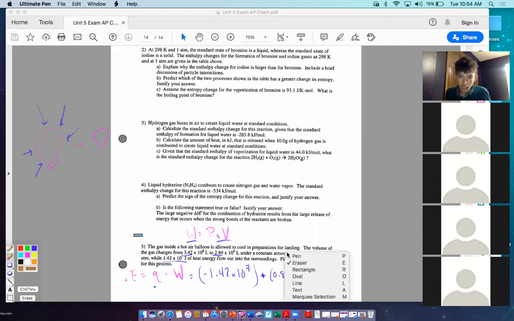So it looks like the volume change, 3.42 minus 2.89, is 5.3 times 10 to the 7th.